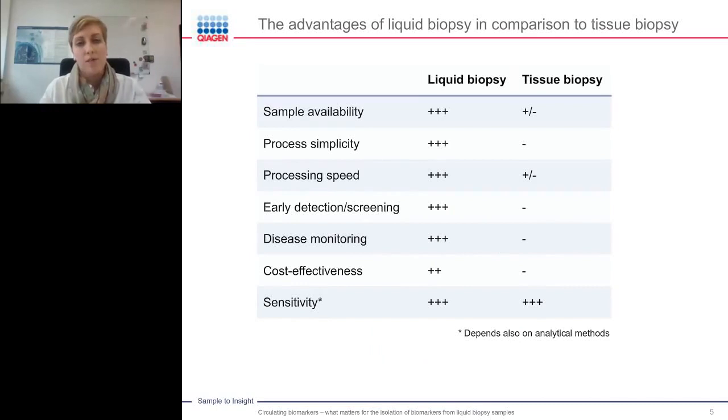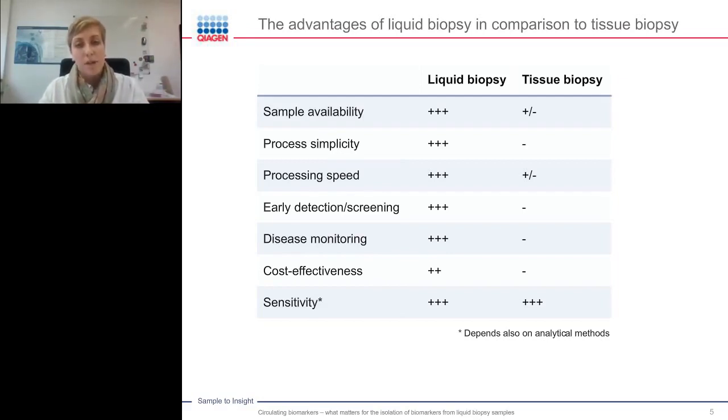The advantages of liquid biopsy in comparison to the classical tissue biopsy are listed here on this slide. First of all, liquid biopsy has a lot of advantages when it comes to sample availability. It's much easier to take a blood draw from a patient or to take a urine sample from a patient than to obtain a tissue biopsy. Also, the process simplicity is advantageous for liquid biopsy compared to the tissue biopsy. The processing speed of the sample also is better for liquid biopsy.